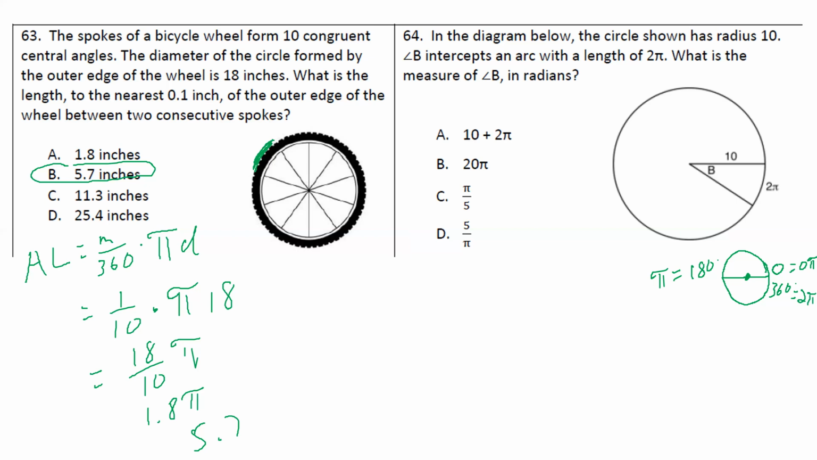All right. So the way you convert from degrees to radians, you're going to multiply by pi over 180 because they are equivalent. They're the same angle measure. If you're going the opposite way, radians to degrees, you just multiply by 180 over pi.